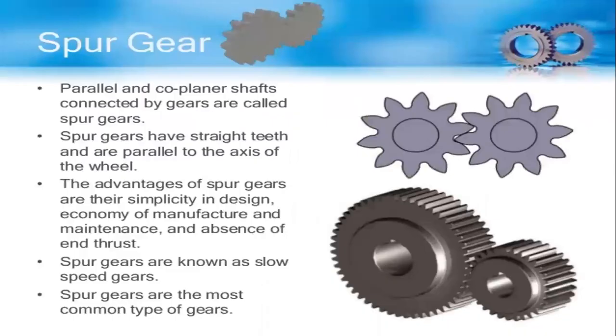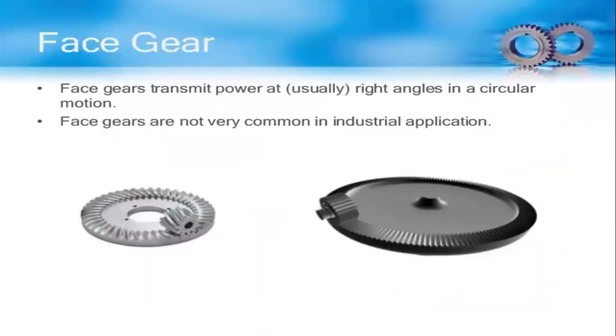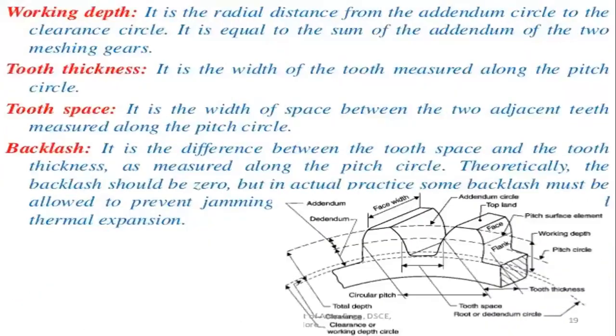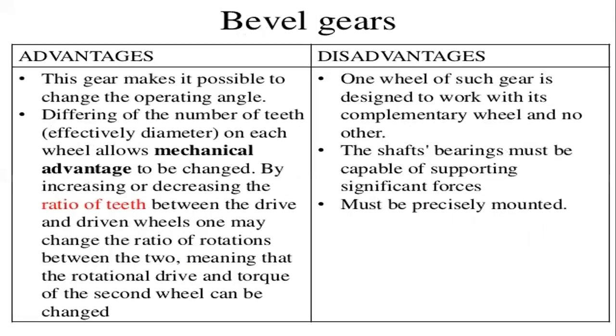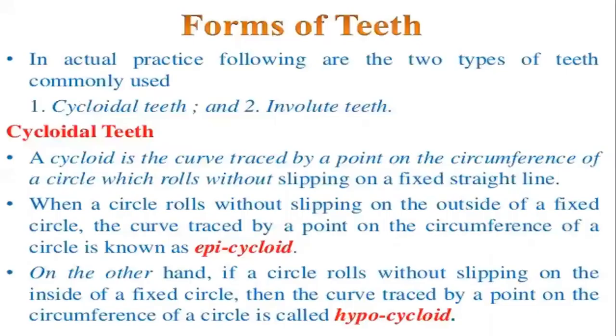In the previous classes, we discussed the different classifications and the nomenclature of the gear, and we also discussed the advantages and disadvantages of the gear. Today we are going to explain the forms of the teeth. In actual practice, in the actual working of the gear, two types of teeth are commonly used in industries as well as for general purposes. The first one is the cycloidal teeth, and the second one is the involute teeth.